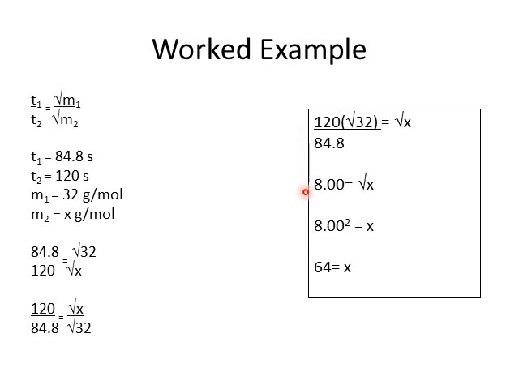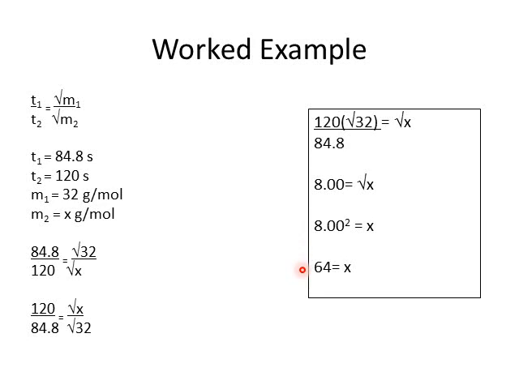Now remember, you're not finished at this point. We don't want the square root of X. I want X. In order to get rid of the square root, I must square both sides. When I do this, I end up with 8 squared is equal to X. When I square 8, that becomes 64. So 64 is equal to X.